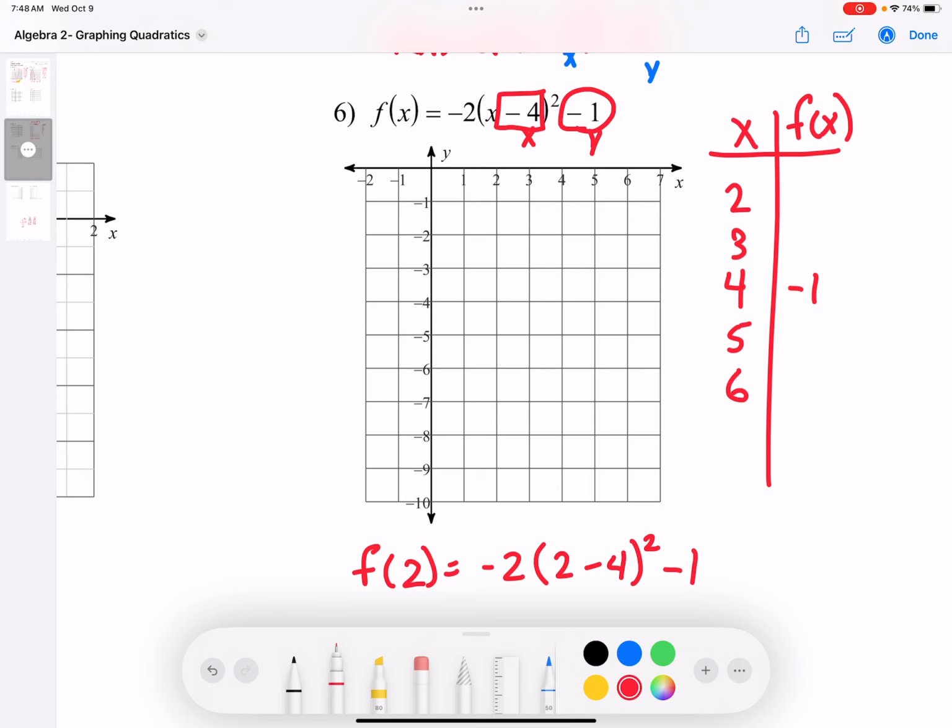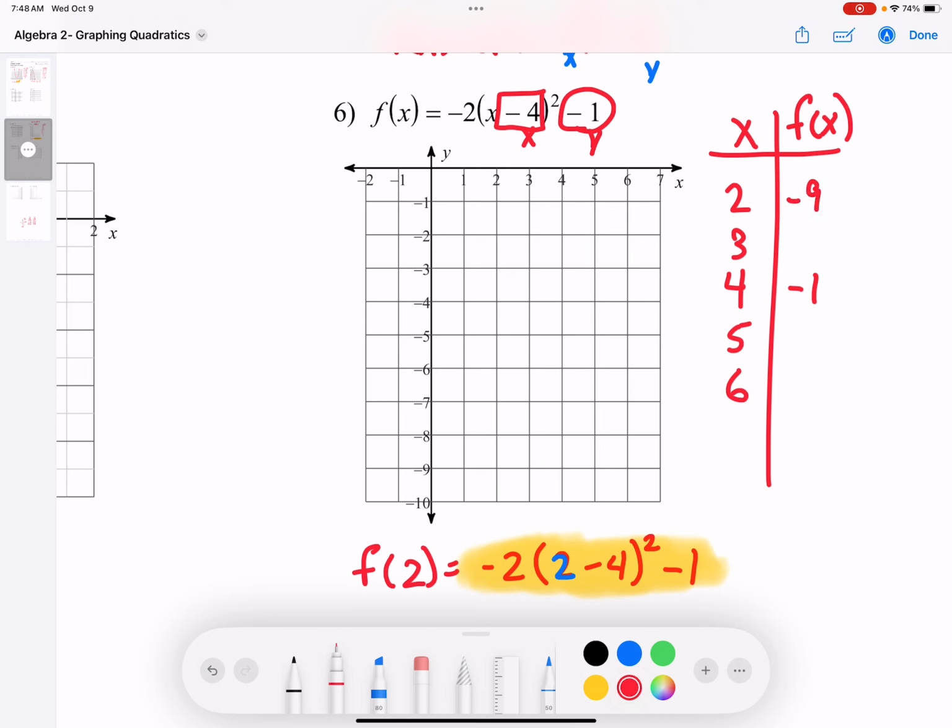So we're just plugging the number straight in. There's no extra parentheses to put in. And that is what we're going to type in our calculator. And then we're just going to replace this 2. This 2 is what's going to get replaced each time that I just colored in blue. So we're going to do -2 parentheses 2 minus 4 parentheses squared minus 1. And we get -9.